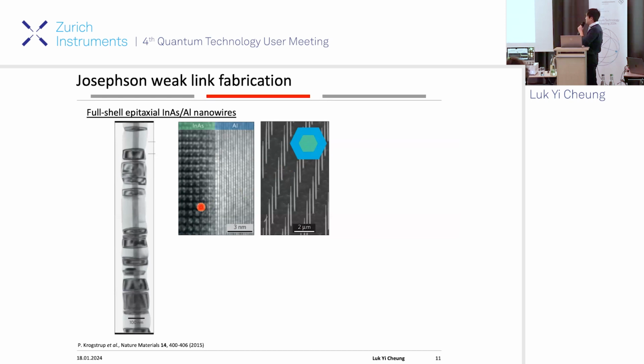Here on the left, you see a TEM image of such a nanowire. The dark gray region, the vertical one, is the indium arsenide part, and everything around it is the epitaxial aluminum. So researchers from Copenhagen grow those nanowires in MBE machines, and afterwards they deposit aluminum from the side, as you can see from this SEM image.